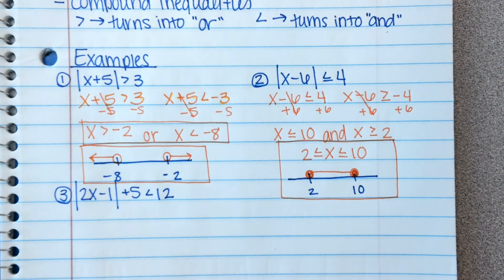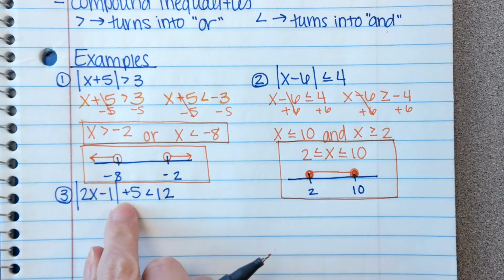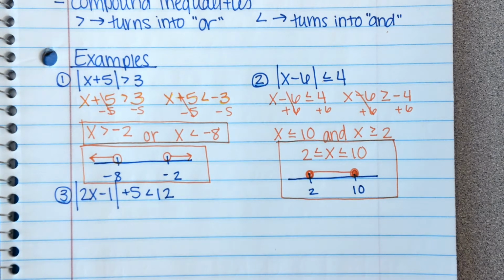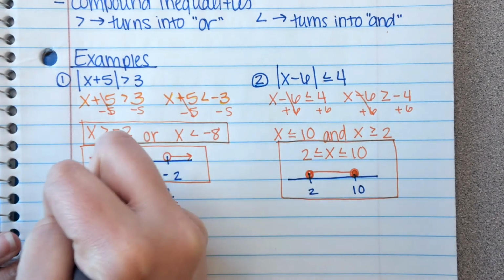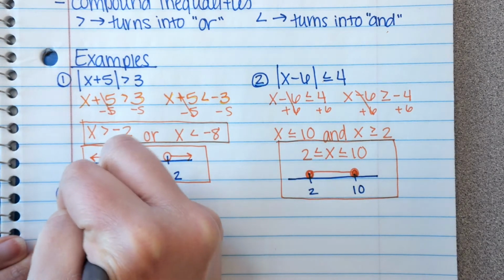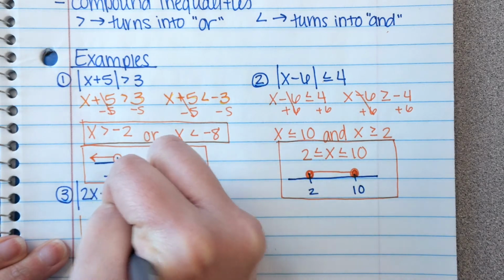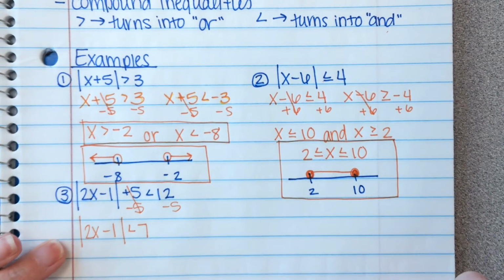Okay, here is example number 3. Take a look at that, and what do you see that's a little bit different? That's right, we have an operation outside the bars. So we're going to treat it just like we would any other equation. If we're adding 5, how do we get it to move to the other side? We subtract. So I'm going to subtract 5. And I have the absolute value of 2x minus 1 is less than 7.